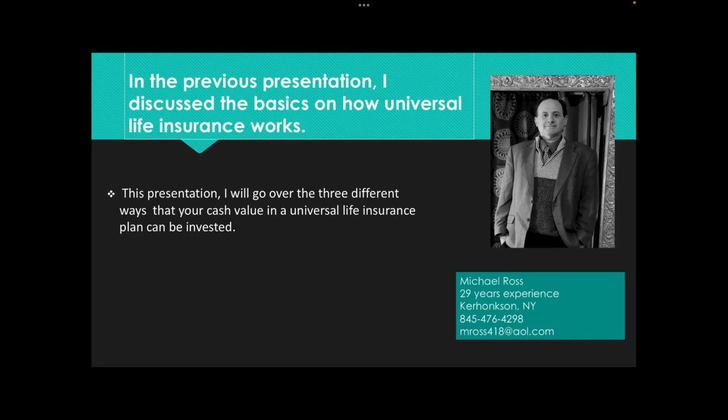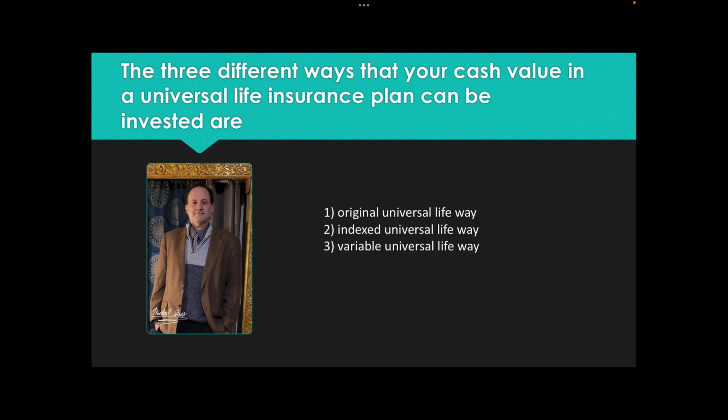In the previous presentation, I discussed the basics on how universal life insurance works. In this presentation, I will go over the 3 different ways that your cash value in a universal life insurance plan can be invested. The 3 different ways that your cash value in a universal life insurance plan can be invested are 1. Original Universal Life Way, 2. Indexed Universal Life Way, and 3. Variable Universal Life Way.